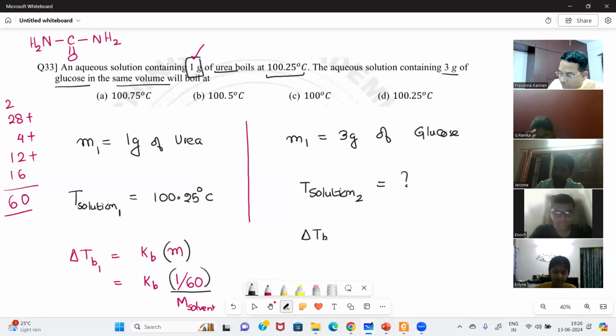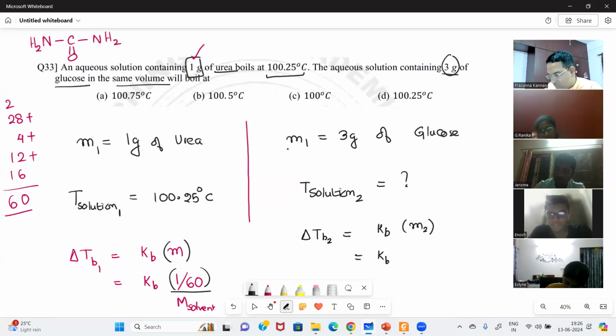Now, let's do the delta Tb for the next solution. So the only place where it can change is the molality. So Kb into number of moles, which will remain the same. So the only thing is, how many grams of glucose? 3 grams. What is the molecular mass of glucose? 180. Good, very good.